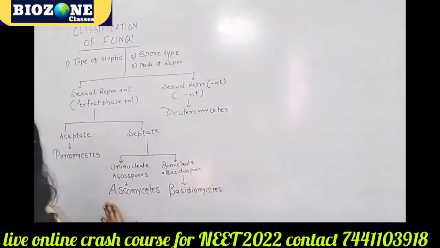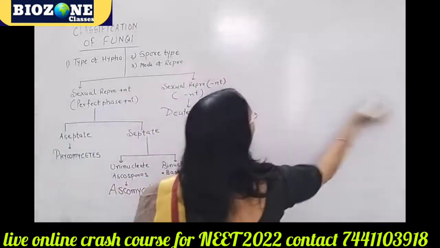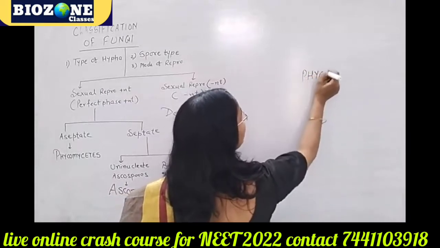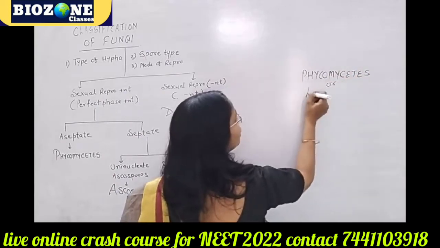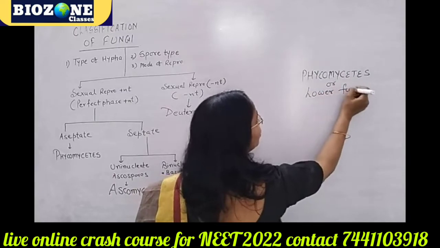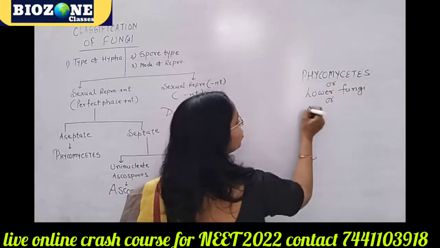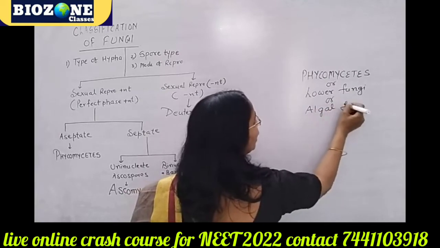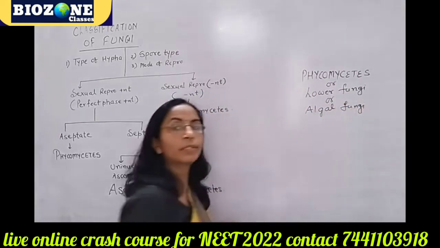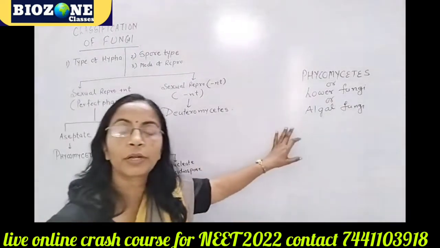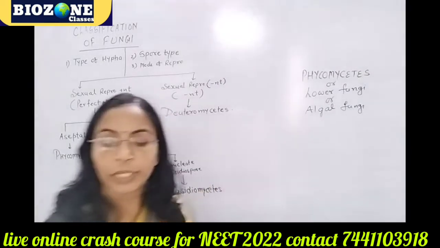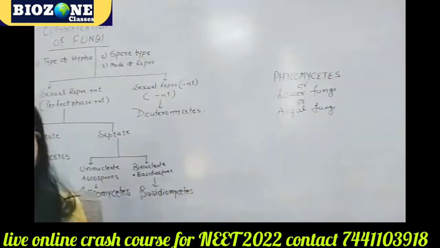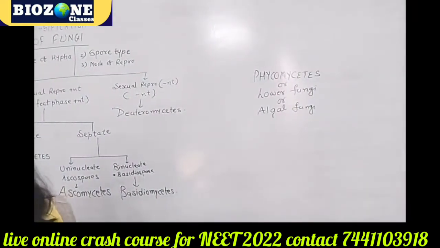So this is a chart which we generally use for classification of fungi. And now we come towards the first class, which is Phycomycetes. Phycomycetes is commonly called lower fungi, or they are also called aquatic fungi or algal fungi. Algal fungi means fungi seem like algae as they grow in water. That's why we use this term algal fungi. The term has come in objectives, okay? So if algal fungi is said, don't be confused. Fungi grow in water just like algae. That's why we use the term algal fungi.